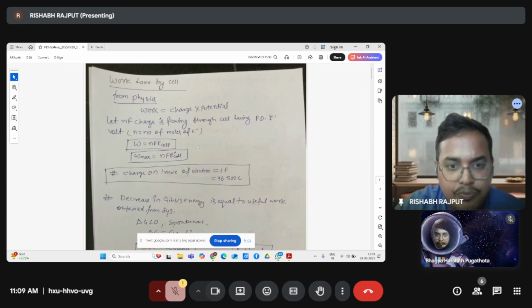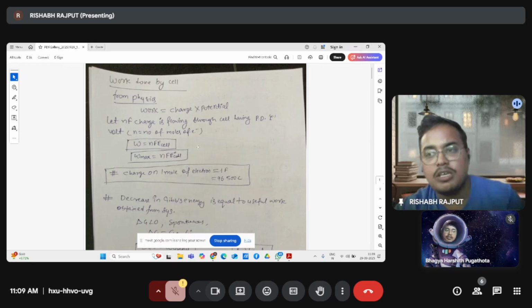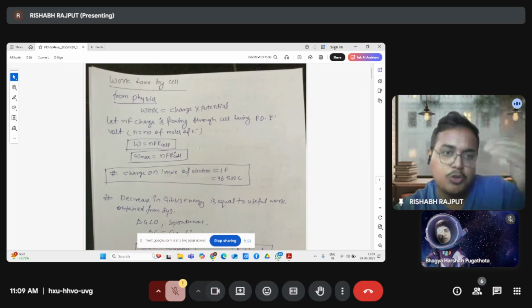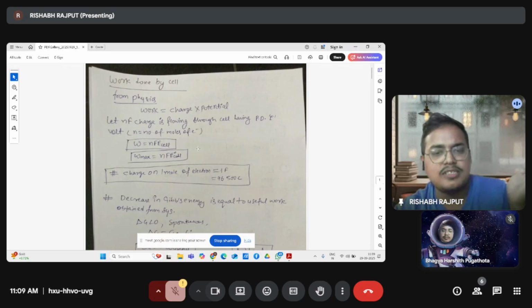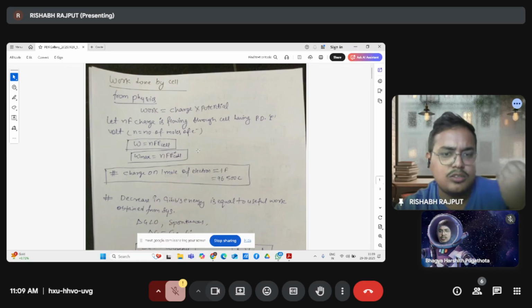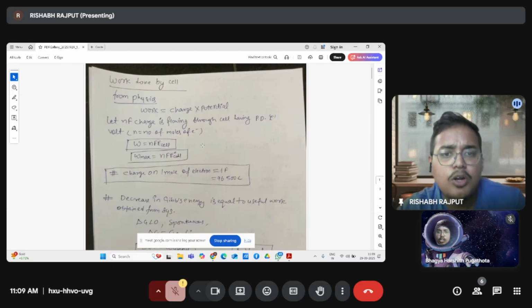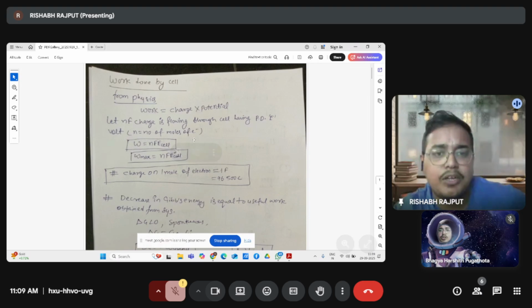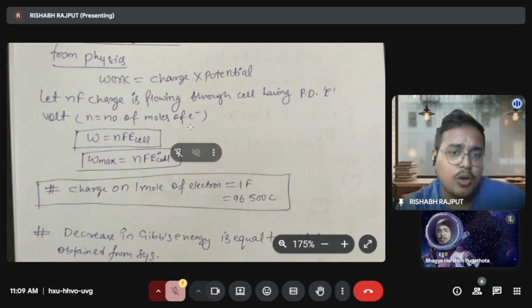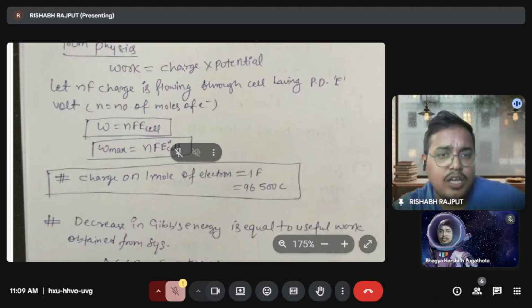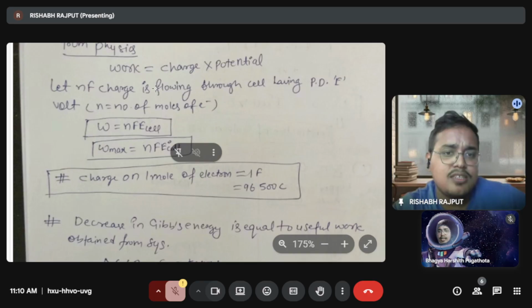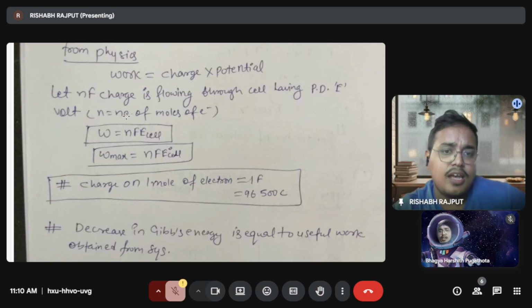Here we are talking about chemistry, and your charge will flow according to the chemical reaction. That is why here we are talking about the number of moles of electrons. So that is why we are talking here like this. If I say your charge is going from one point to another point, we'll say like this.